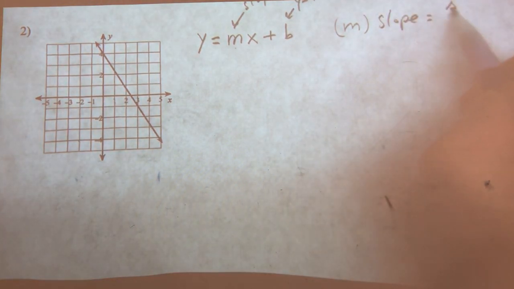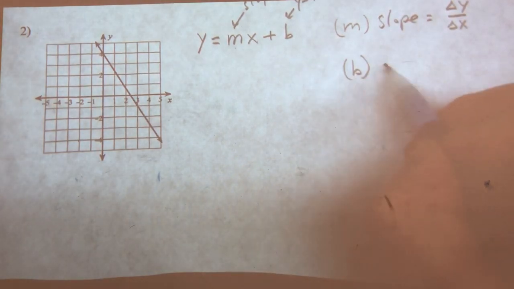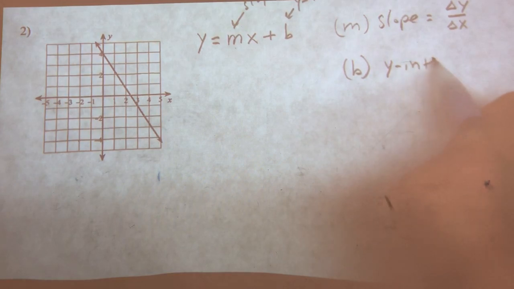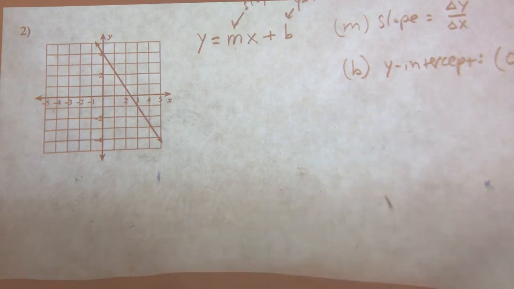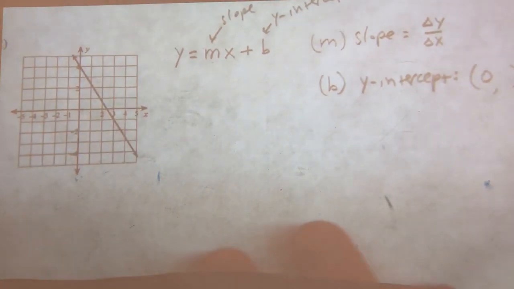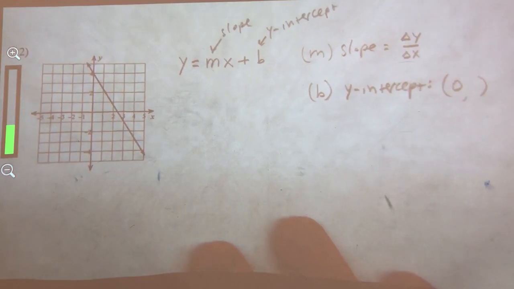And slope is, remember, change in y over change in x. And I need the b, or the y-intercept, which is going to be (0, something). Oops, we're off the graph a little bit. Let me zoom out just a touch. There we go.